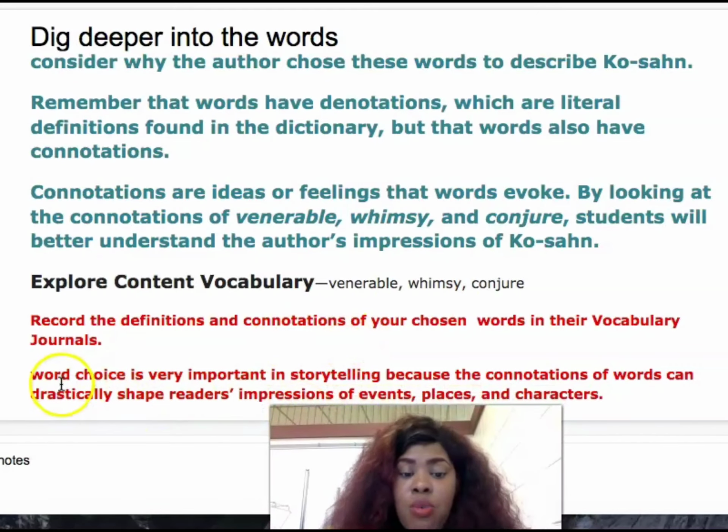Remember that word choice is very important in storytelling, guys. Because the connotations of a word can drastically shape readers' impressions of events, places, and characters, we must be careful when we are writing.